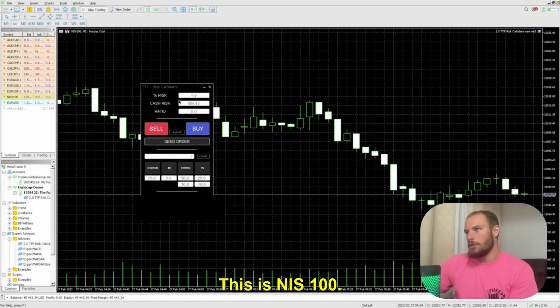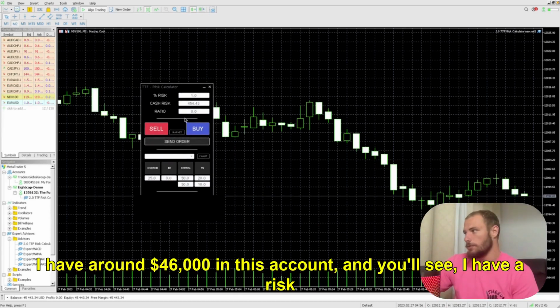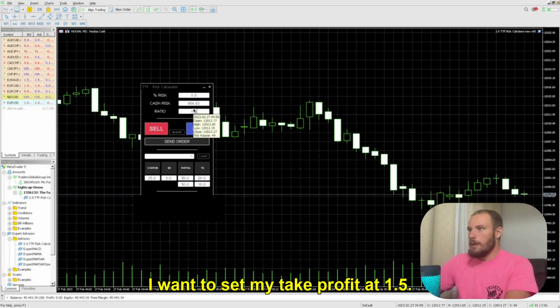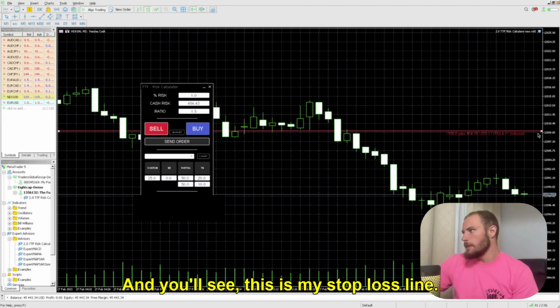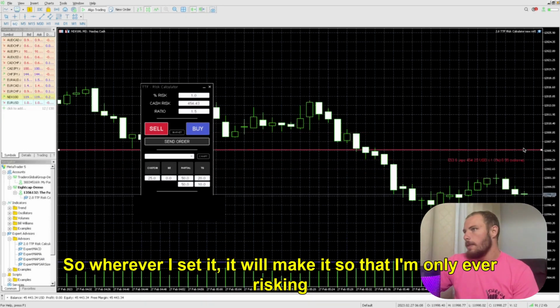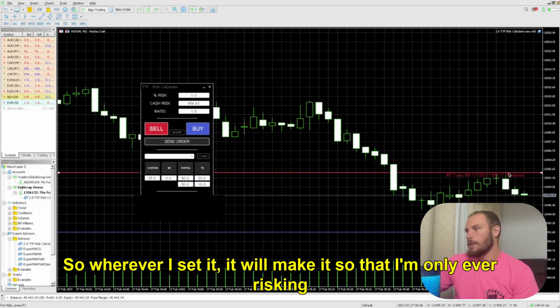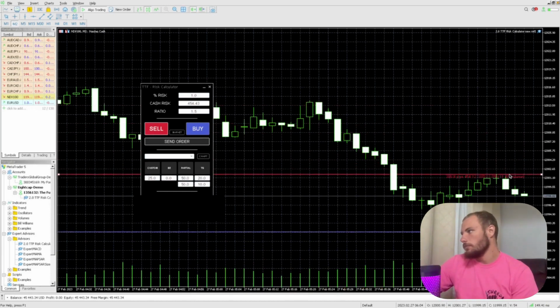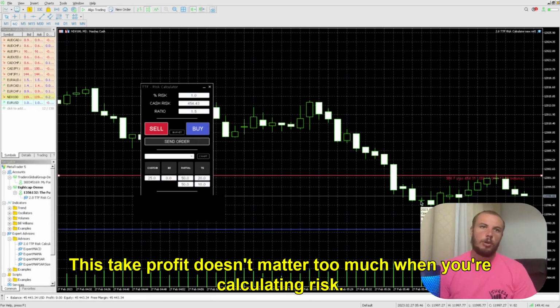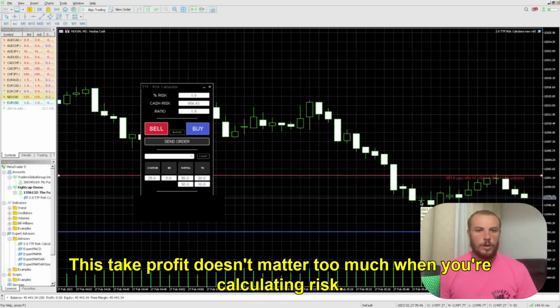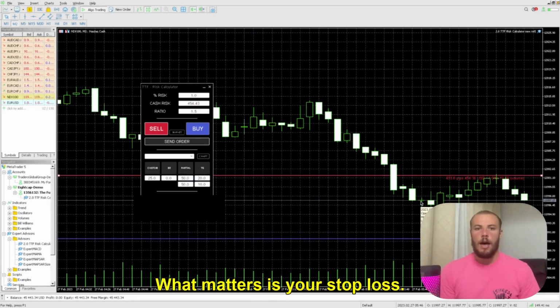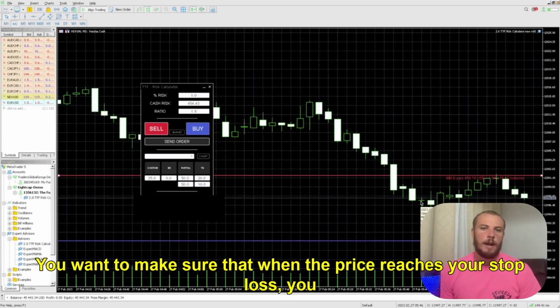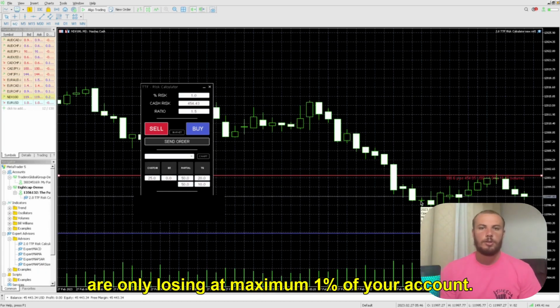This is NAS 100. I have around $46,000 in this account, and you'll see I have a risk percentage of 1%. I want to set my take profit at 1.5, and you'll see this is my stop loss line. So wherever I set it, it will make it so that I'm only ever risking $454, which is 1% of my account. All right, this take profit doesn't matter too much when you're calculating risk. What matters is your stop loss. You want to make sure that when the price reaches your stop loss, you are only losing at maximum 1% of your account.